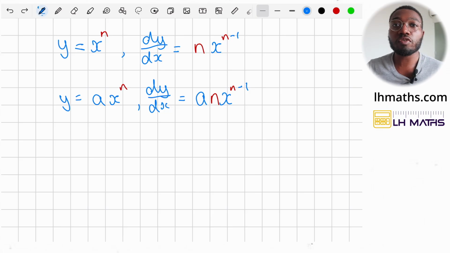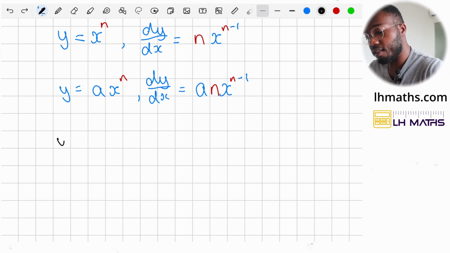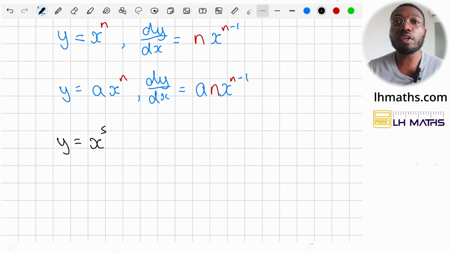If you look onto the screen now, I have the formulas for differentiation. So we have y is equal to x to the power of n. x is just a variable, an unknown, and n is just a constant number. In this case, let's say n is 5, for example. Let's say we have y is equal to x to the power of 5. We want to differentiate this.